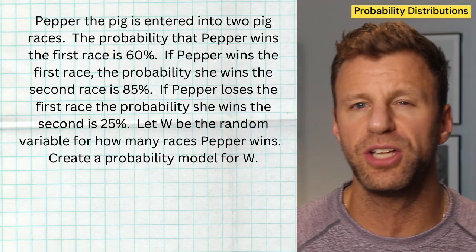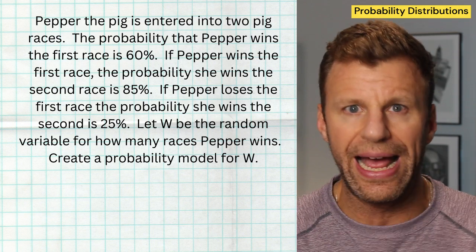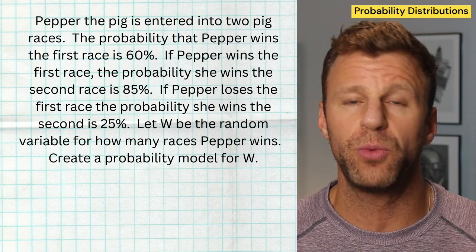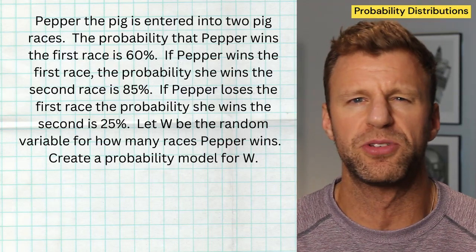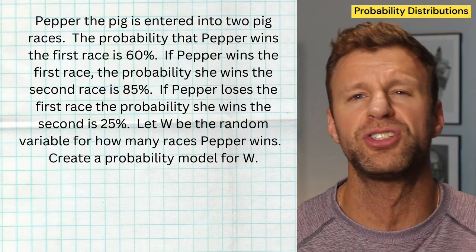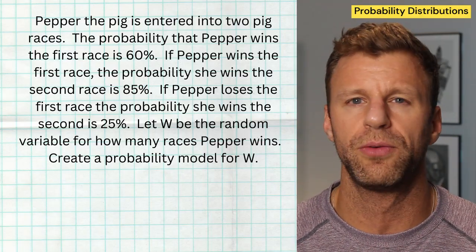Now, here comes some conditional probabilities. If Pepper wins the first race, so that has to happen first, the probability she wins the second race is 85%. So maybe the confidence of that first win gave Pepper some confidence. Now she's got an 85% chance to win the second race. So that would be a 15% chance to lose the second race.